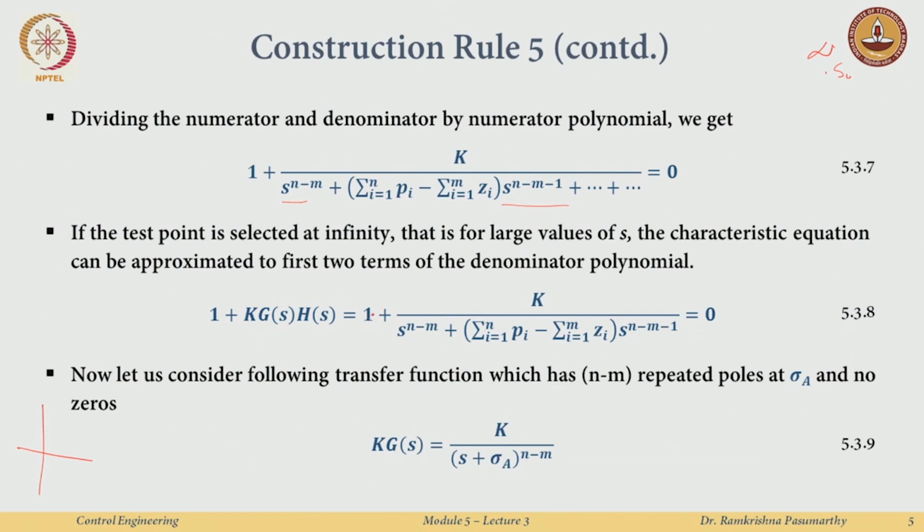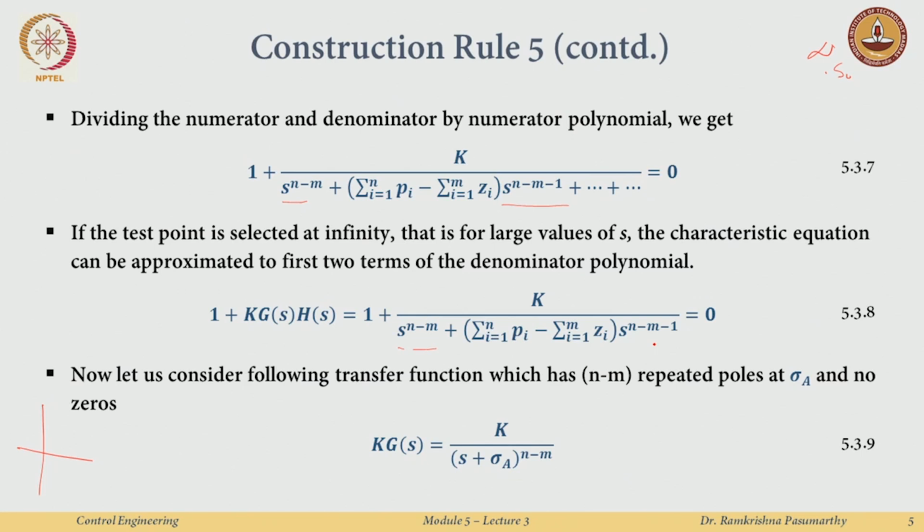So, I just have 1 plus k s to the power of n minus m with a coefficient of 1 and s power n minus m minus 1 with the coefficients that is decided by the nature of poles and the nature of zeros. Okay.